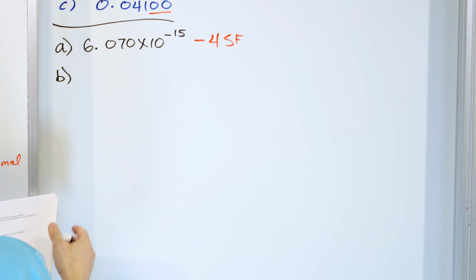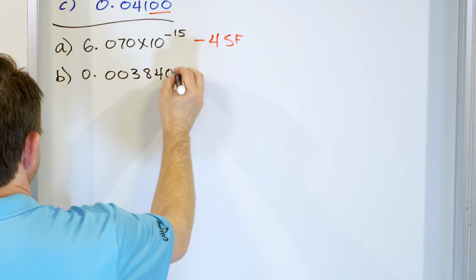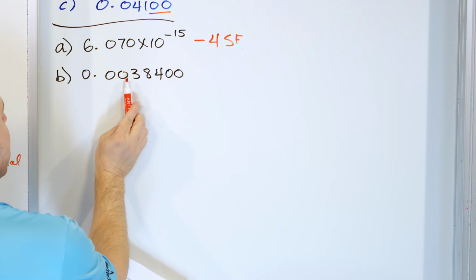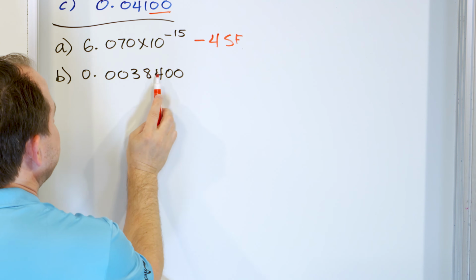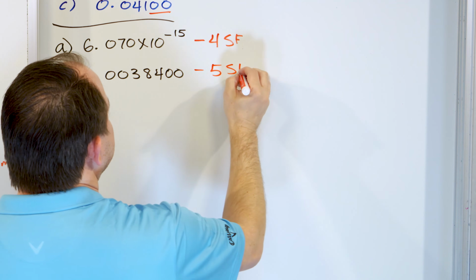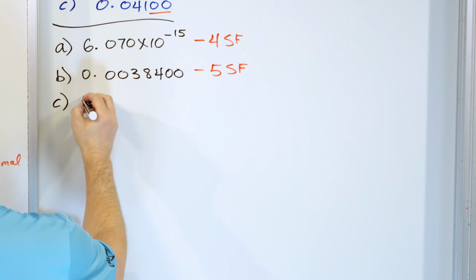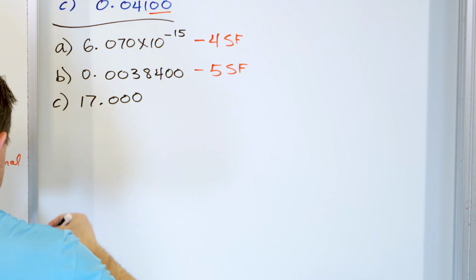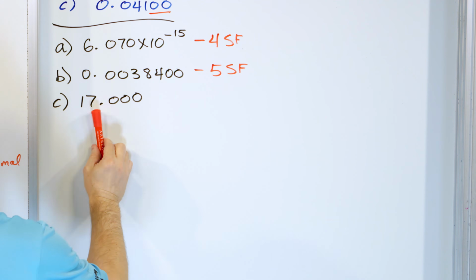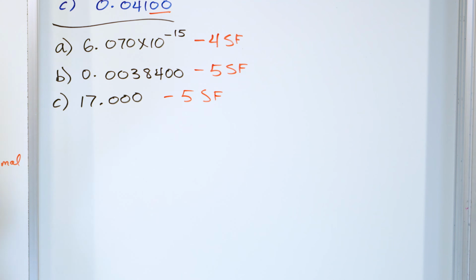Right? Part B. 0.0038400. How many significant figures do we have? Leading zeros are always ignored. So these are nothing, but we have 1, 2, 3, and these count for 5 because they're trailing zeros with a decimal. So here we have 5 significant figures. Okay, C. We have 17.000. This is significant, this one, and all the trailing zeros are because there is a decimal point. So there's a total of 5. 5 significant figures.